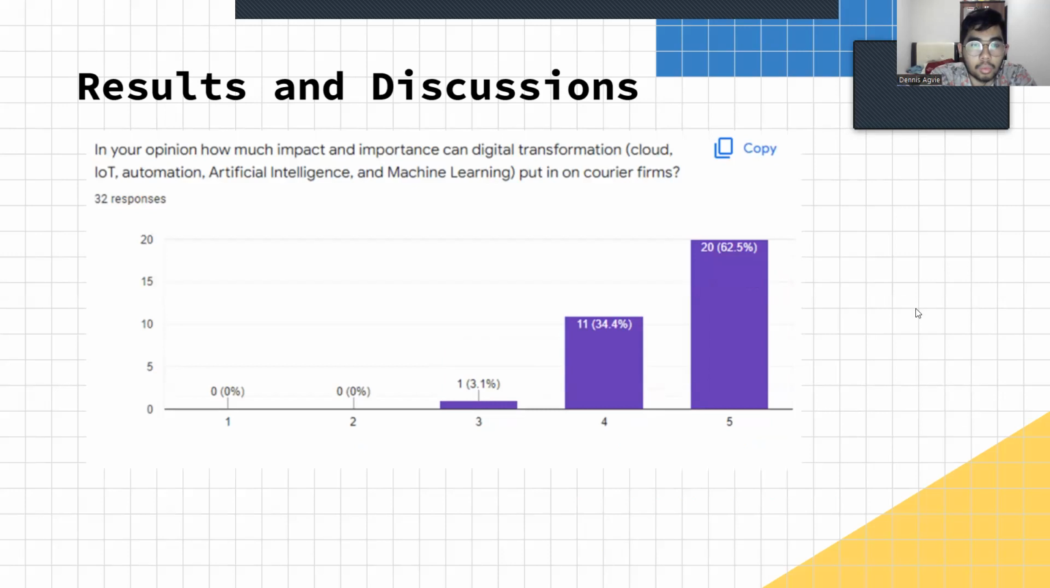And now we also asked the respondents how much digital transformation would impact and how important it can actually be for courier firms. Well, most of the respondents agreed, and 62.5% chose strongly agreed that digital transformation can actually impact the courier firms.